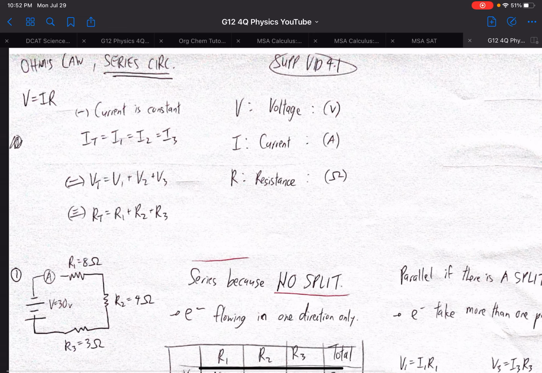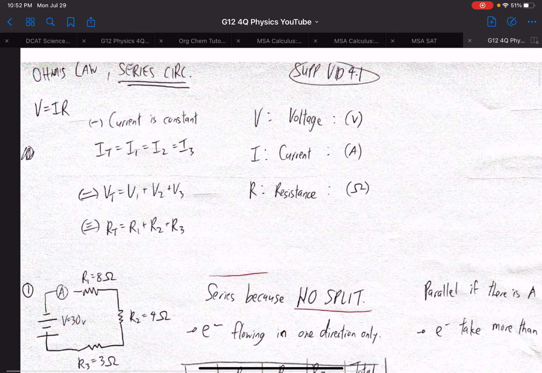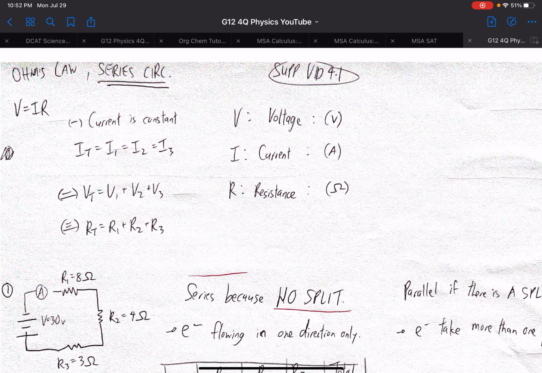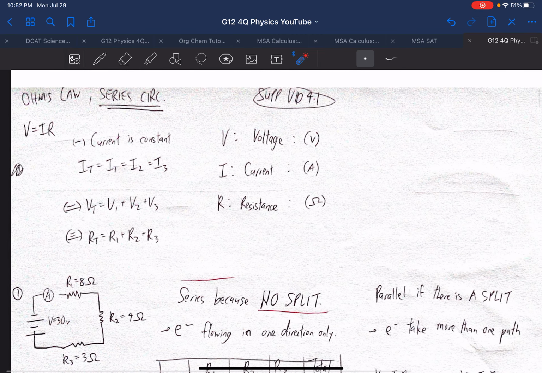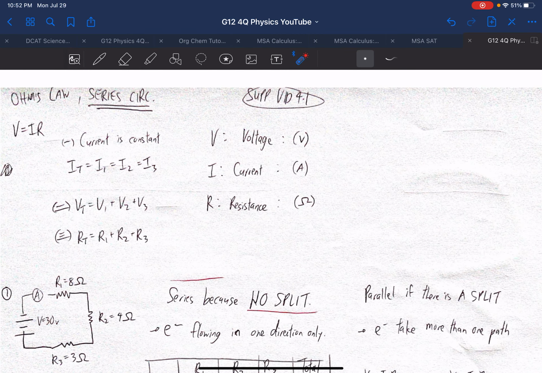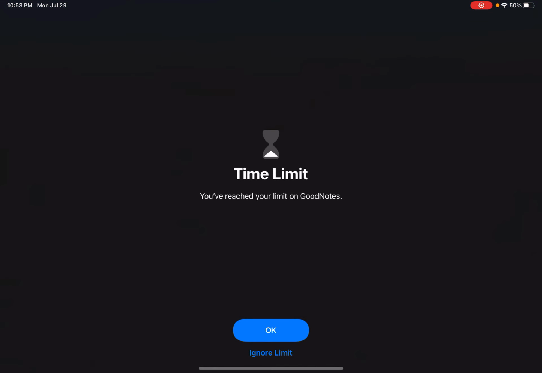So we'll head over to Ohm's law first, series circuit. Again, like what I said earlier, in a series circuit, current is constant, described by this equation. Voltage, current, resistance. For the second and third, to find the total voltage and total resistance respectively, you need to find the sum.